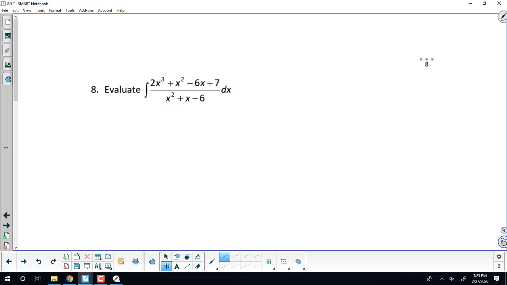So evaluate this: 2x cubed plus x squared minus 6x plus 7 over x squared plus x minus 6. The first thing we should make is divide top to bottom. Right, good. The first thing we should notice is that the degree of the numerator is larger than the degree of the denominator. So this is an improper integrand. We need to use long division. So we're going to use long division first, and then see what we're dealing with after that.